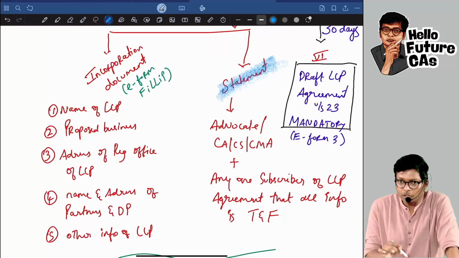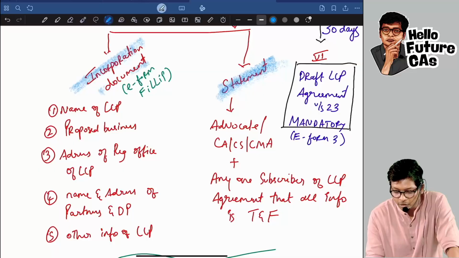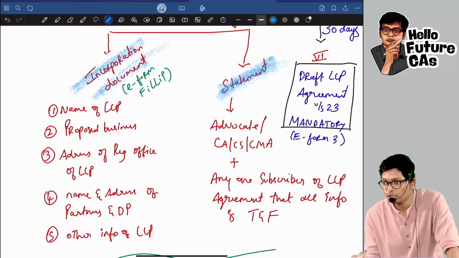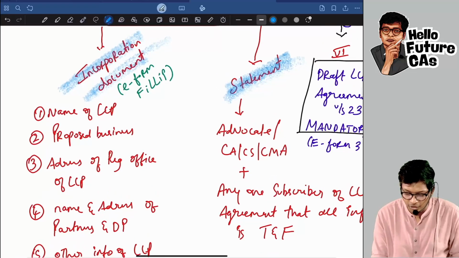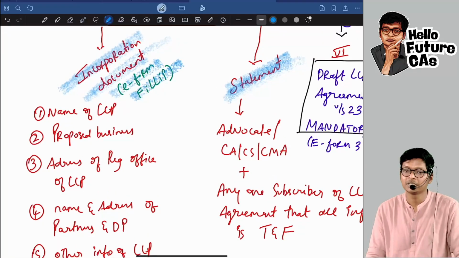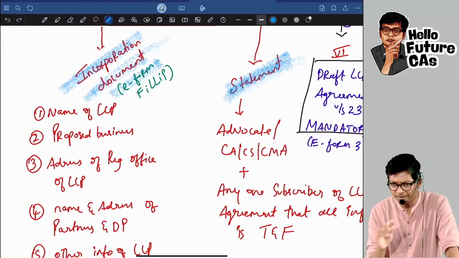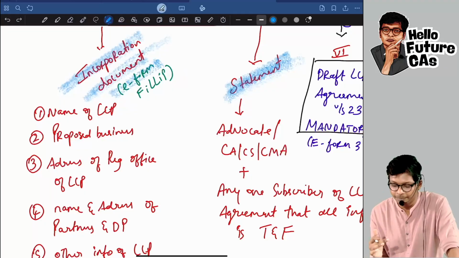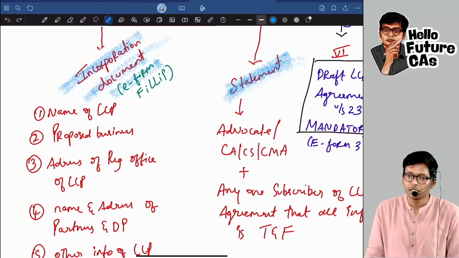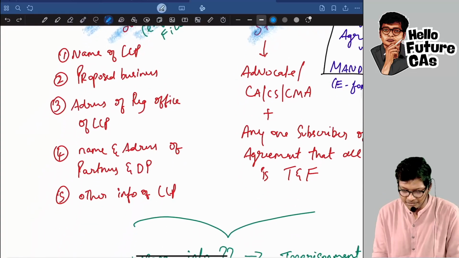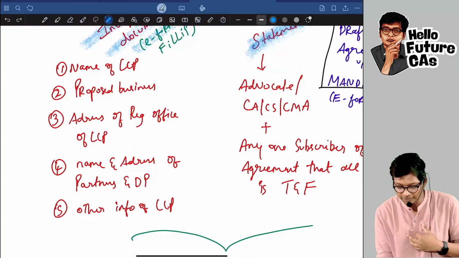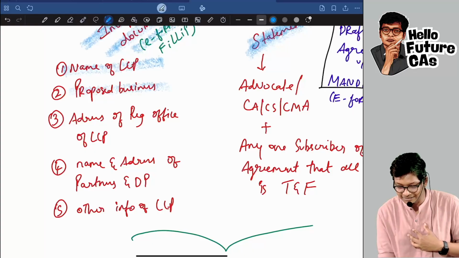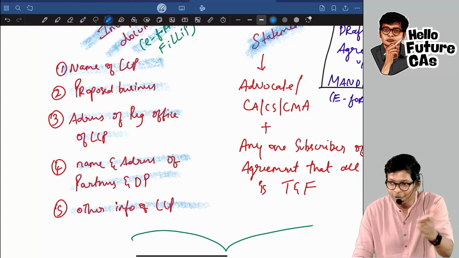The rest of all documents will come in a document called the incorporation document. In the Companies Act, we call this the SPICE form. Here we call it E-Form FiLLiP, that is the name. Like Phillips, but different spelling, F-I-L-L-I-P. Okay, E-Form FiLLiP is the form, guys. Now, whatever I told you, guys, nothing extra is there. Promise, look at this. Name of LLP, business, address of LLP, name and address of partners, other information. That's it. Are you going to mug up this, guys?